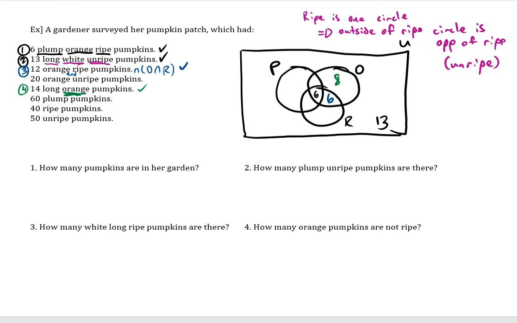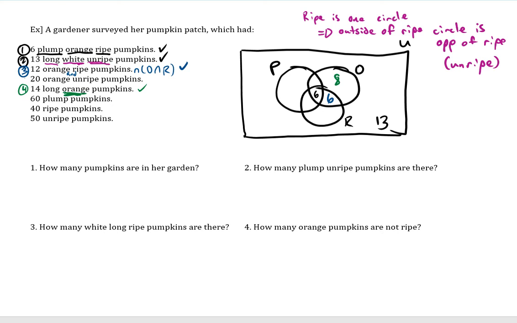All right, this next one is 60 plump pumpkins. Here's our plump circle. I have only one region filled in, so I can't really do much with it right now, so skipping it. The next one is 40 ripe pumpkins. Here's my ripe circle, but I have 2 blank regions, so I can't use this one yet either. Moving on to the next one.